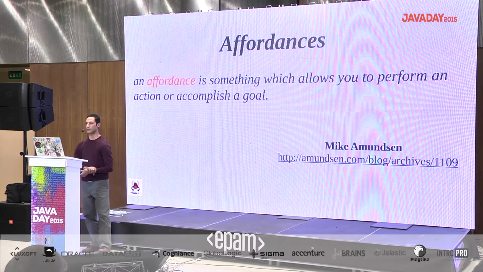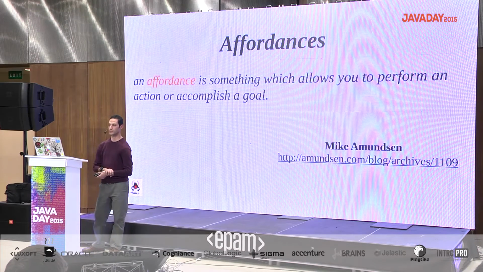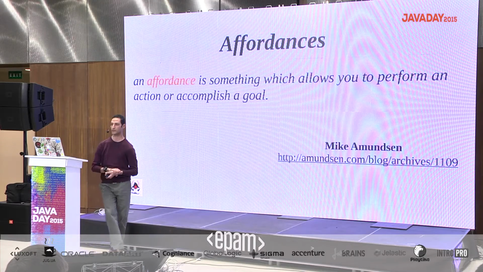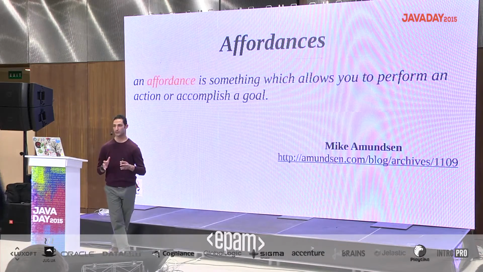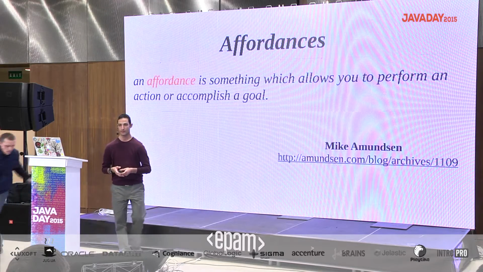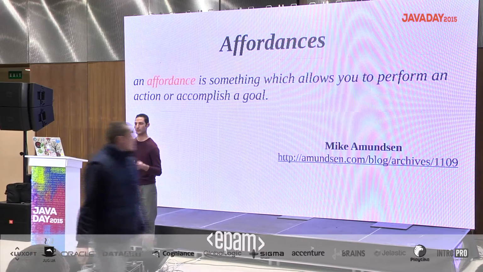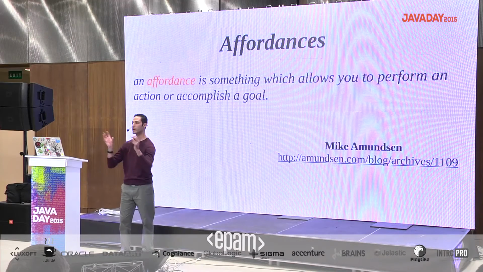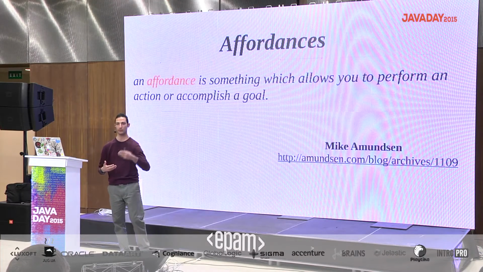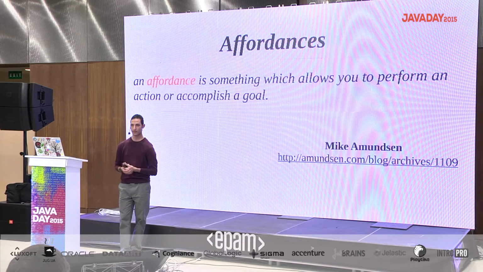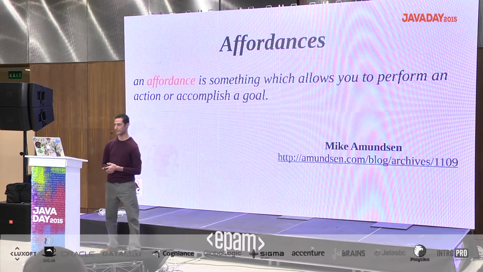One of the most important things is affordance. The term affordance is something which allows you to perform an action or accomplish a goal. This is what your users need to do. So this is our interaction. For our users to accomplish something in our system, we need to map these affordances and allow the user to do all the affordances, to accomplish the requirement.